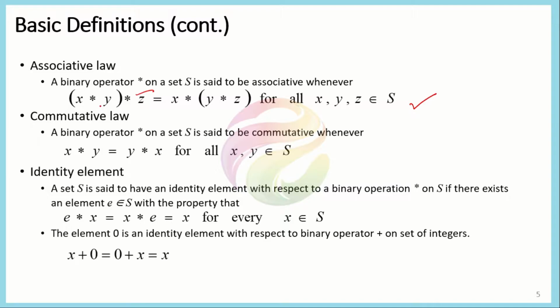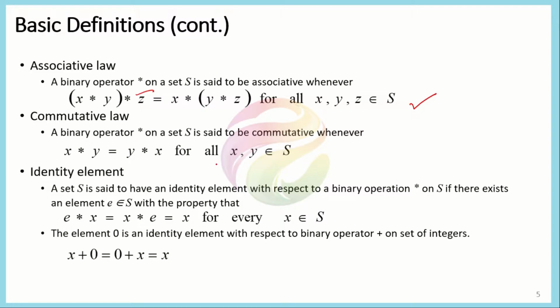If you take the first operand, solve the first one, and then the result is solved with the other, it is equivalent to solving the last two and then solving the result with the first one. If this is true, then we say that this binary operator obeys the associative law.